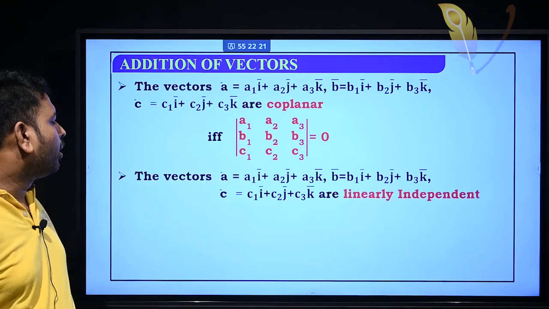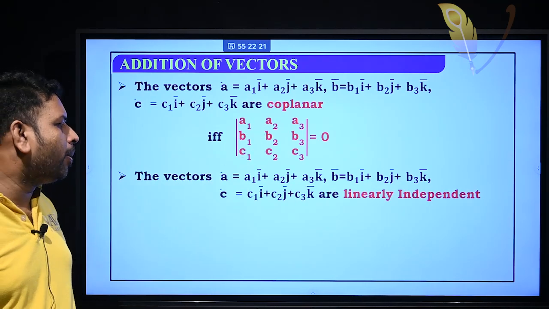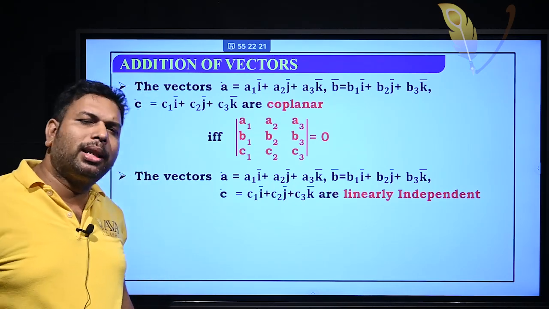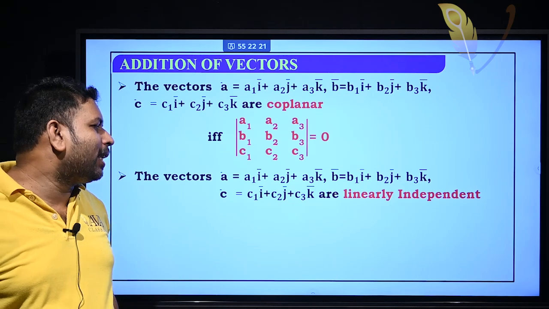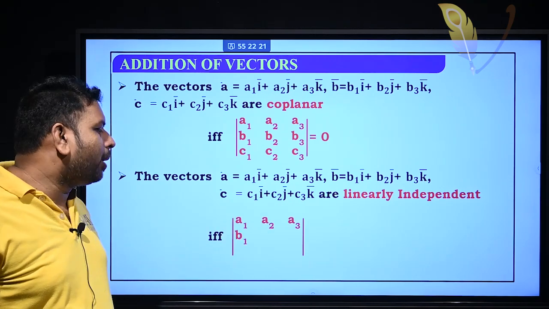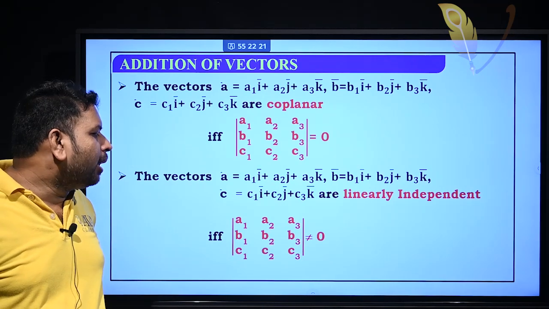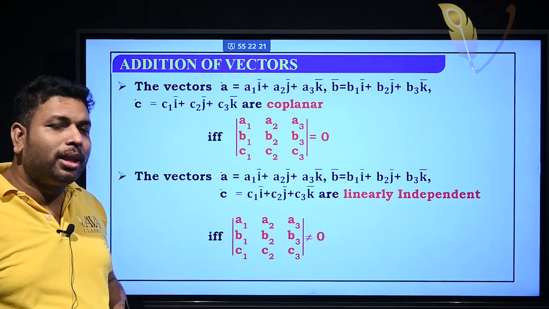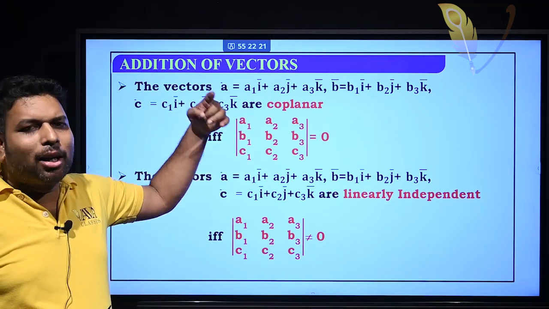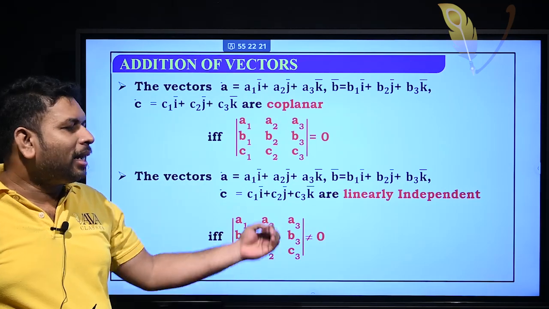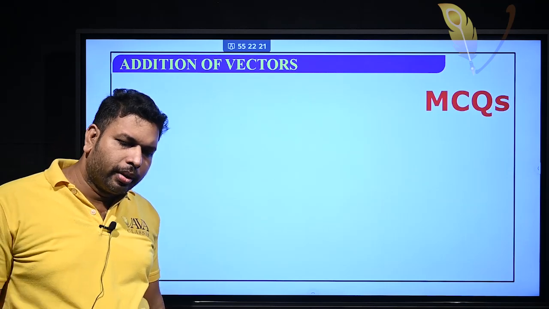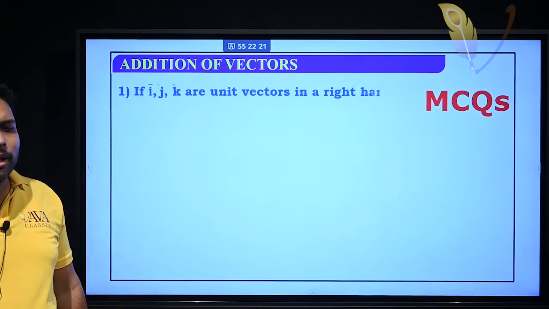The vectors A equal to A1 i cap plus A2 j cap plus A3 k cap, B equal to B1 i cap plus B2 j cap plus B3 k cap, C equal to C1 i cap plus C2 j cap plus C3 k cap are linearly independent if and only if the determinant of A1, A2, A3, B1, B2, B3, C1, C2, C3 is not equal to 0. If determinant equal to 0, then they are LD, they are coplanar. If determinant not equal to 0, then they are LI, then they are non-coplanar. Now we will solve some MCQs based on that.